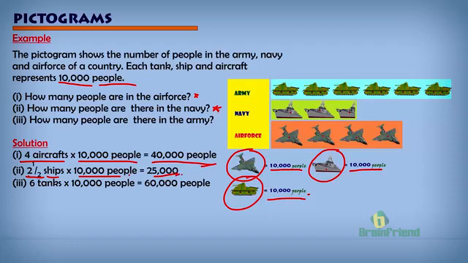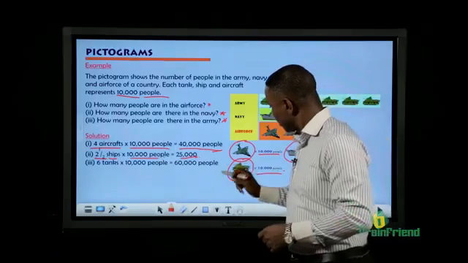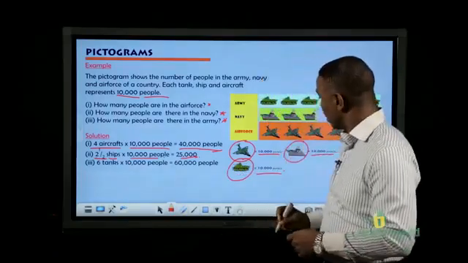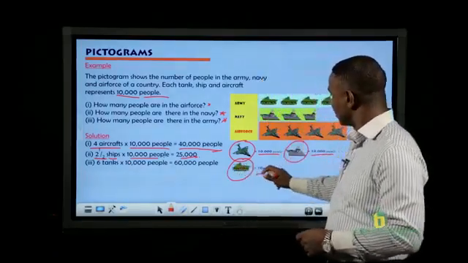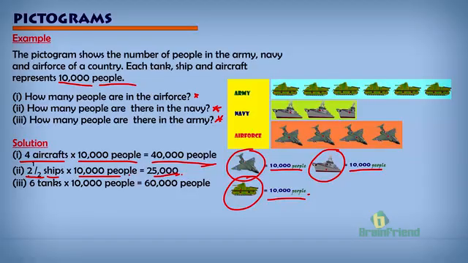The last question says, how many people are in the Army? The tank is the image that represents the Army. And of course, each image represents 10,000 people. If we did a count in our pictograph here, we have 1 tank, 2 tanks, 3 tanks, 4 tanks, 5 tanks, and 6 tanks. So we simply multiply 6 tanks times 10,000 people. And of course, that would give us 60,000 people. So there are 60,000 people in the Army.